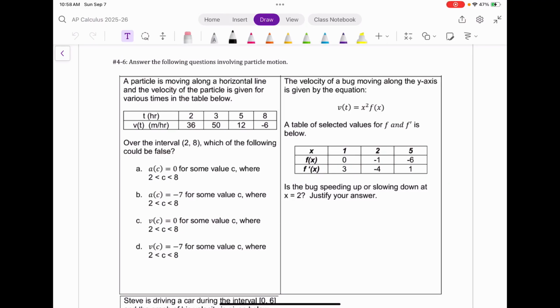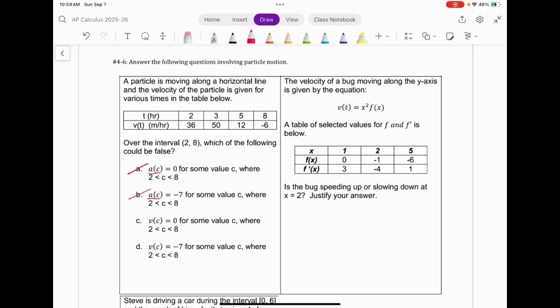Okay, so these questions on this page are about particle motion. So first question, a particle is moving along a horizontal line and the velocity of the particle is given for various times. Okay, so over the interval 2 to 8, which of the following could be false? So we could reject A and B because they're about the acceleration being 0 and the acceleration being -7 on those intervals, which we don't know what the acceleration is, the rate of change of velocity is.